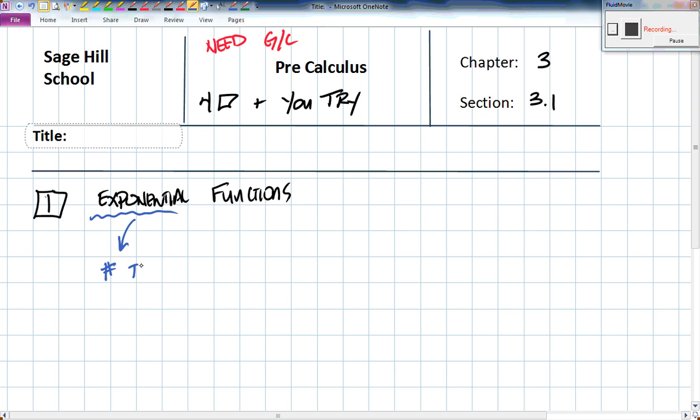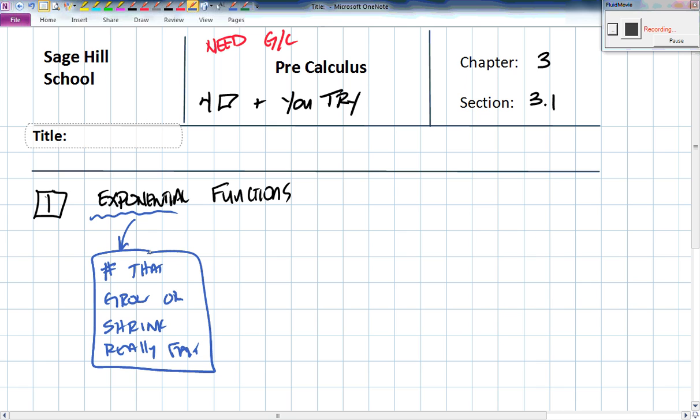These are numbers that grow or shrink really fast. So when we're talking about something that is exponential, like we've heard of exponential growth, and we've also heard of exponential decay in the terms of academic language. Exponential growth is something that's growing at a pretty fast rate, and exponential decay is something that's decreasing at a pretty fast rate. We have both of those.